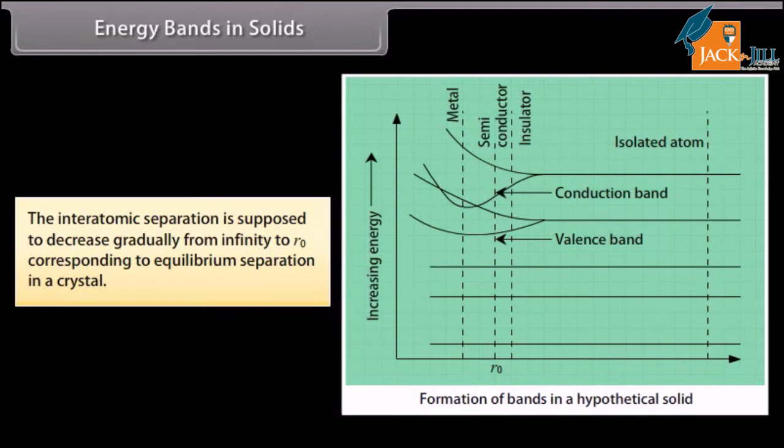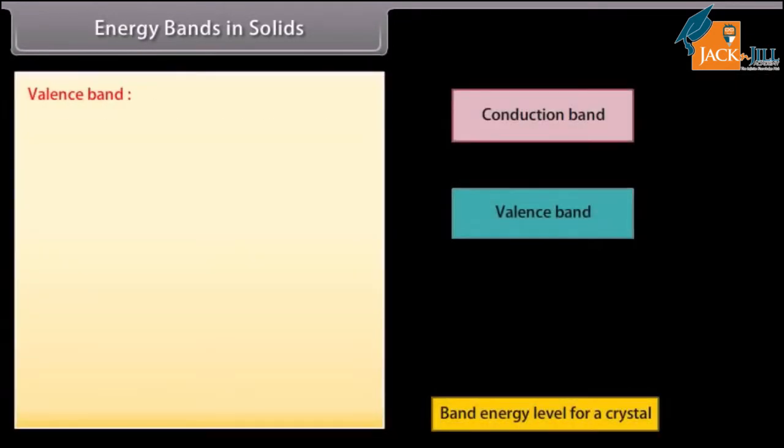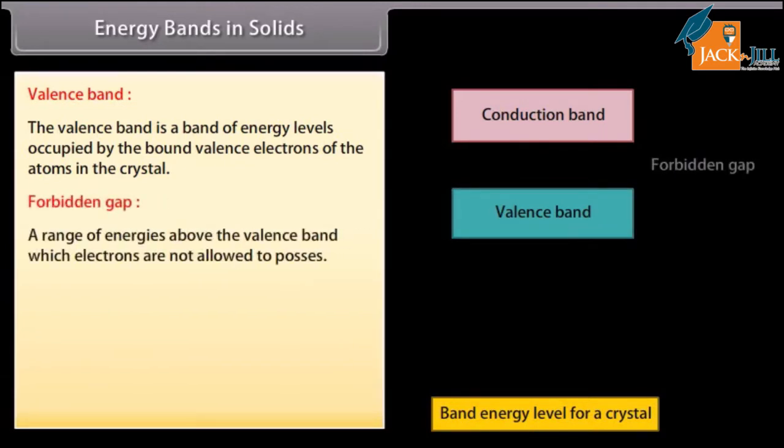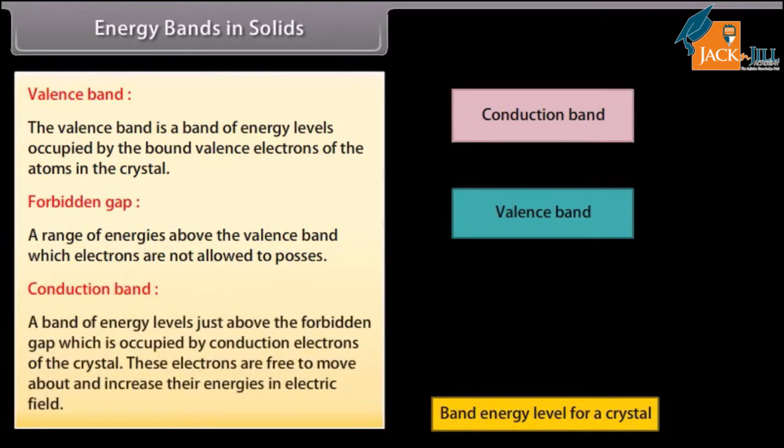Valence band. The valence band is a band of energy levels occupied by the bonding valence electrons of the atoms in the crystal. Forbidden gap. A range of energies above the valence band which electrons are not allowed to possess. Conduction band. A band of energy levels just above the forbidden gap which is occupied by conduction electrons of the crystal. These electrons are free to move about and increase their energies in an electric field.